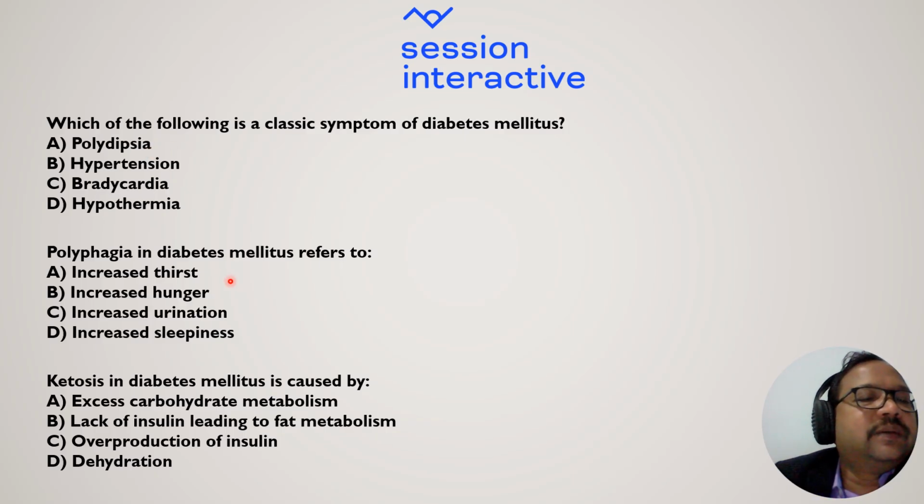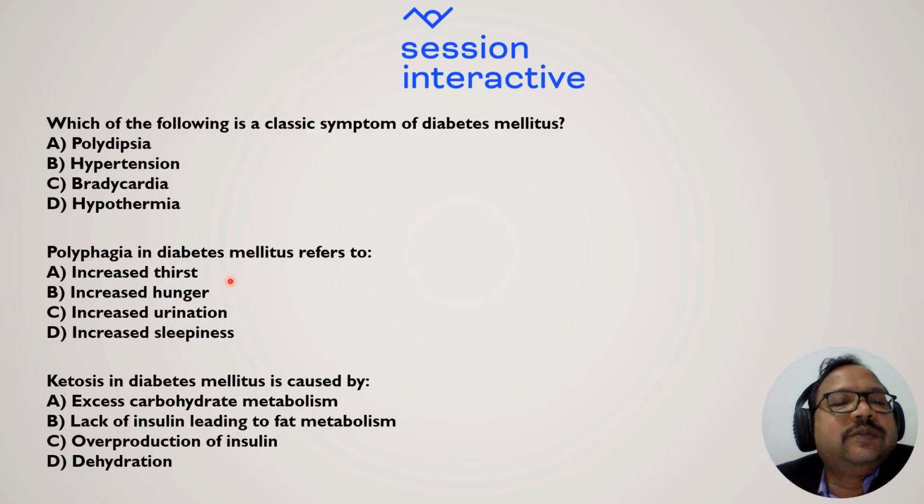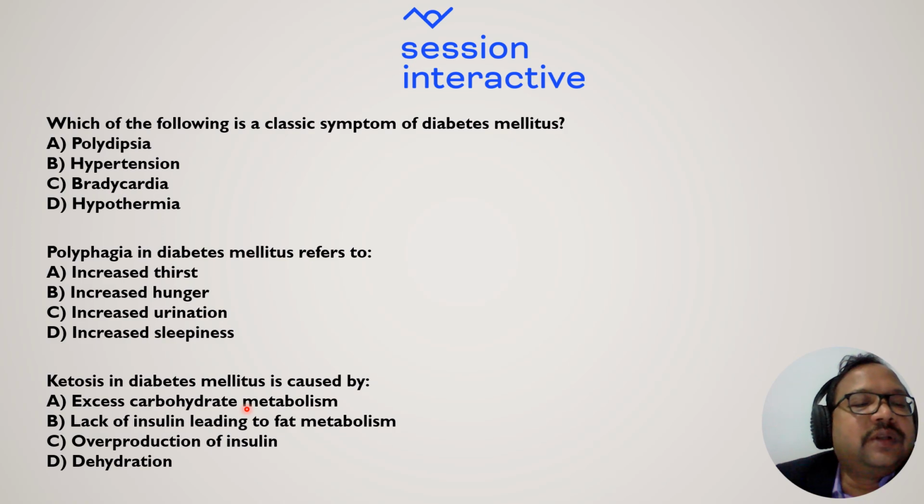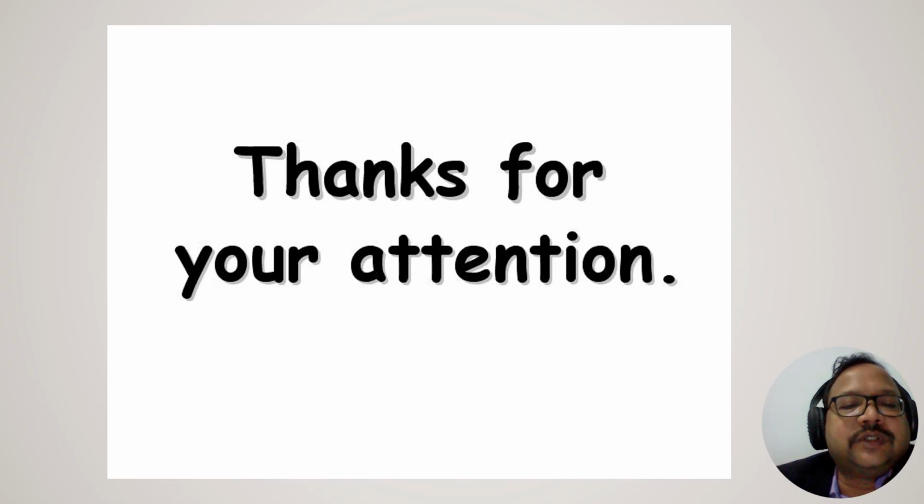Next one is, polyphagia in diabetes mellitus refers to: increased thirst, increased hunger, increased urination, increased sleepiness. Answer is increased hunger, B. Next one is, ketosis in diabetes mellitus is caused by, what is the answer? Lack of insulin leading to fat metabolism. Thank you for watching this video.